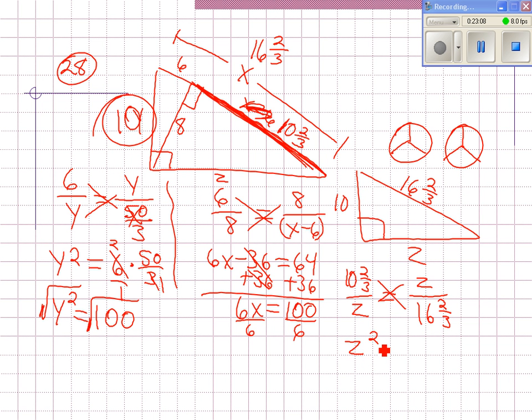Z squared. If you take your calculator though, somebody help me out with their calculator. You've got all these calculators that do the fractions for you. Hit 10, ABC button, 2, ABC button, 3, times 16, ABC button, 2, ABC button, 3, equals or enter. It'll do it all for you. It just takes a second.